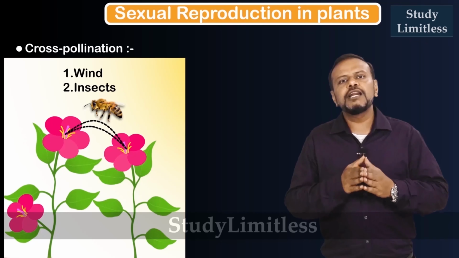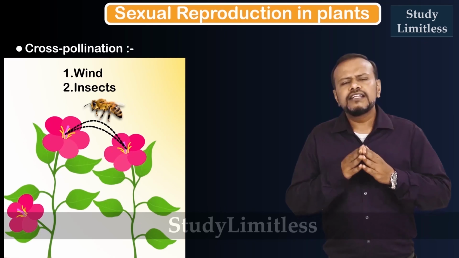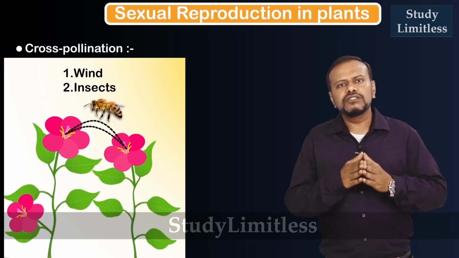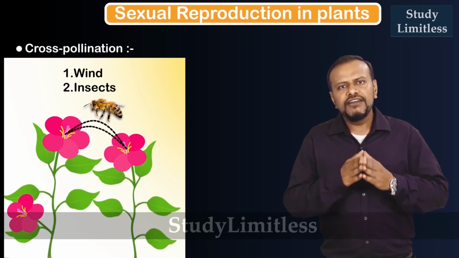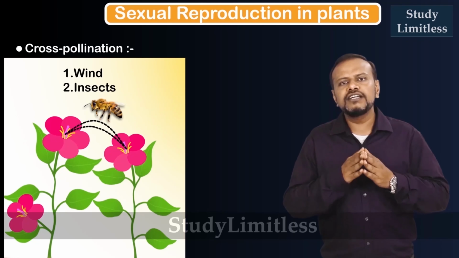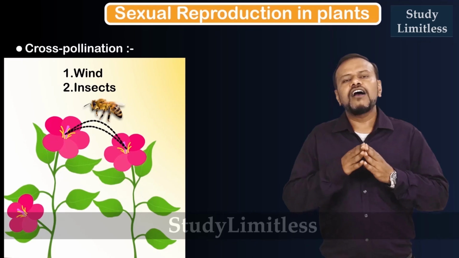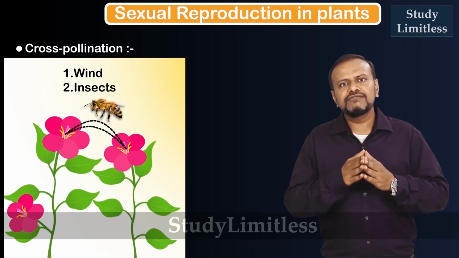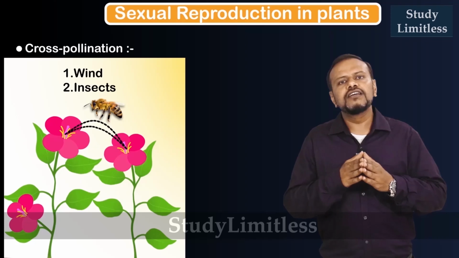This is done with the help of agents like wind and insects. Insects like honeybees help in the process of cross-pollination. When they visit flowers to collect nectar, the pollen grains stick onto their feet, and while they visit the next flower, these pollen grains are deposited on the stigma of the second flower. Thus, they help in pollination.